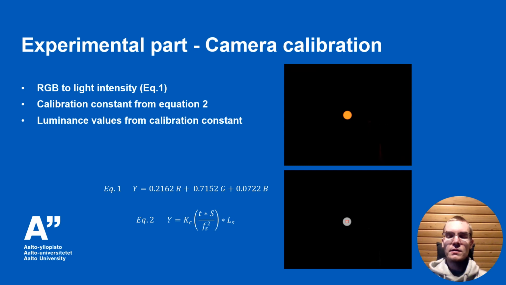For this, the average light intensity of an area of 100 by 100 pixels in the middle of the light source of the light intensity picture on the bottom right was used as the light intensity value.